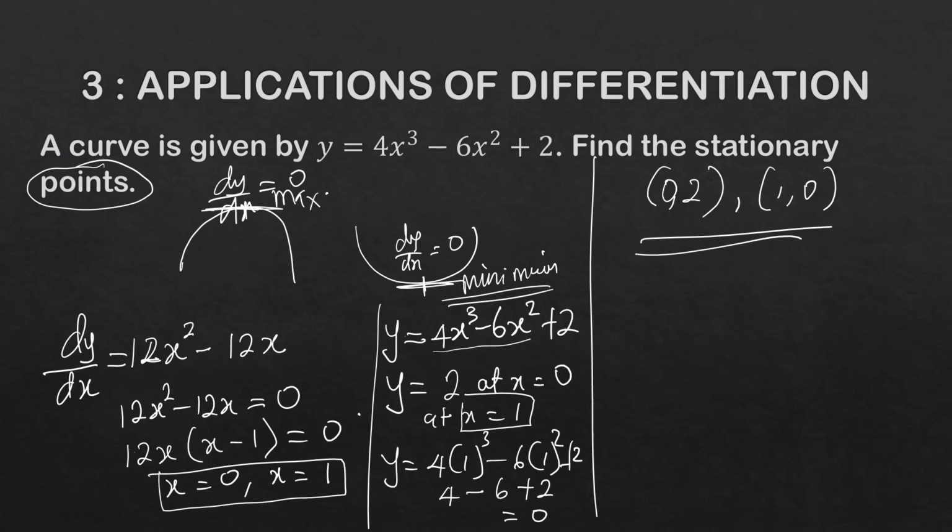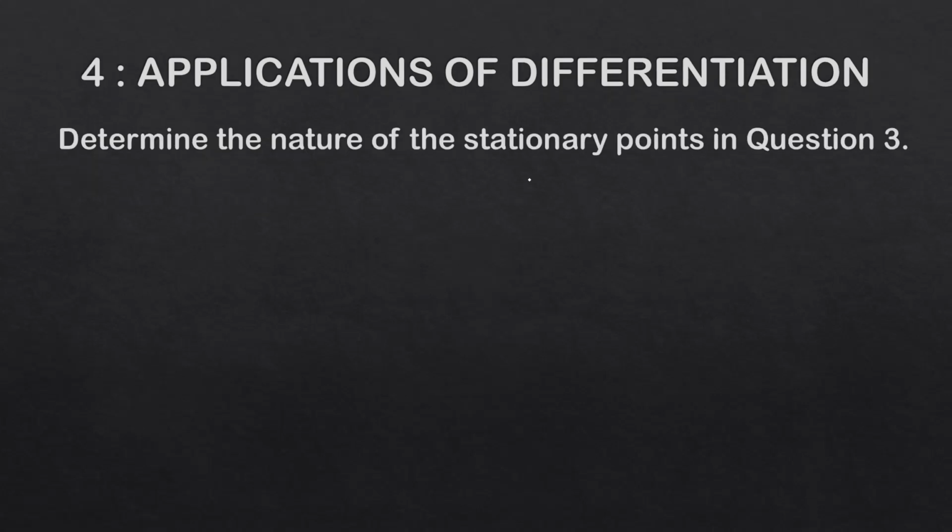Remember, it's a kind of cubic function, and it's going to be like this, right? So this is the first stationary point, and this is another stationary point. That is how to find those points here at x equal to 0 and 1. All right, moving to the next one.